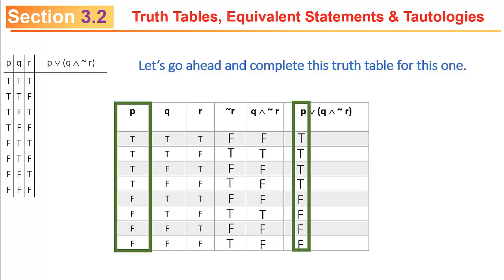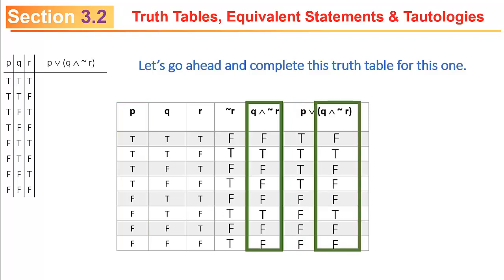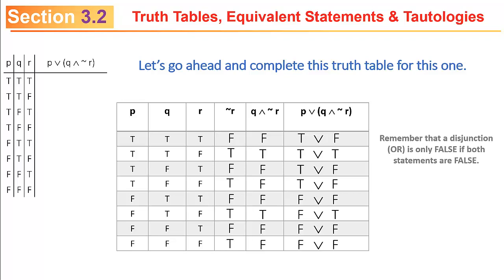Then I notice I have a Q and not R column, and I can move it underneath the corresponding statement. And then I notice there is an OR symbol between them. And remember, for an OR, it's only false if they're both false. So I scan through them. That's not both false, so it's true.